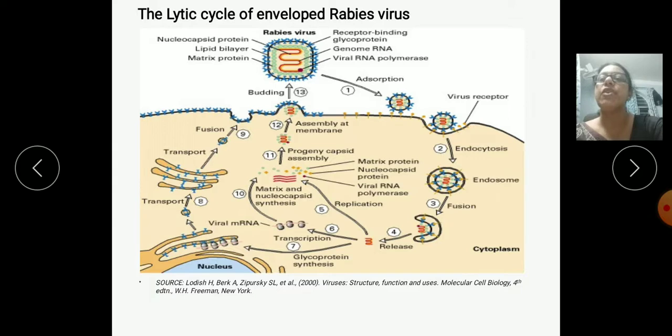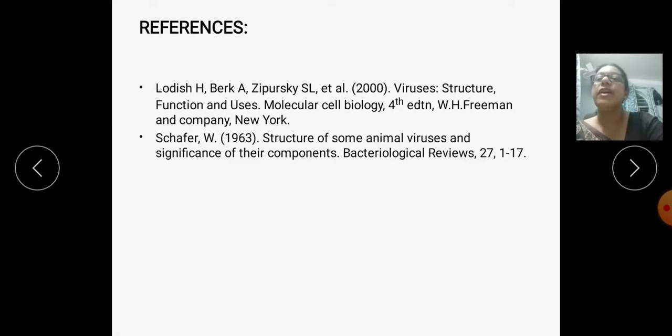So this was about how the virus enters into the host cell and the preliminary structure of the virus. These are the references from where the virus structure has been taken.